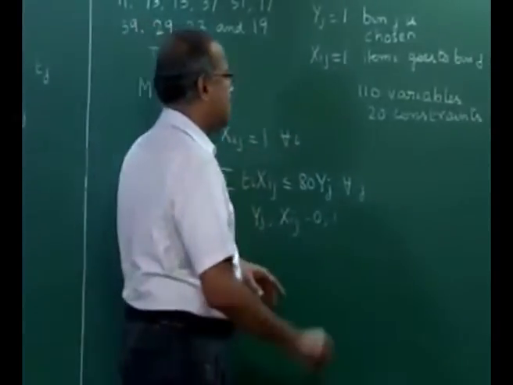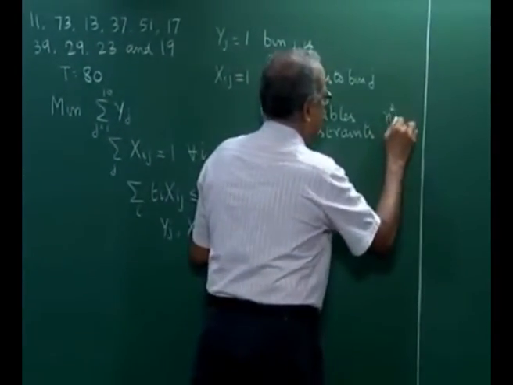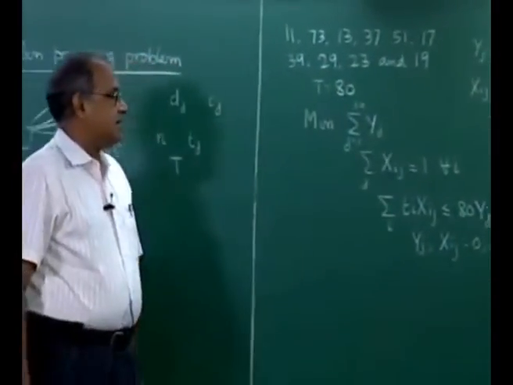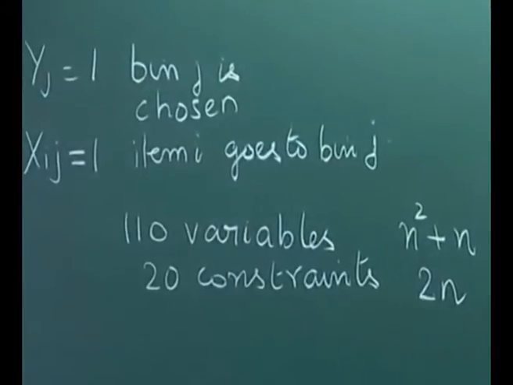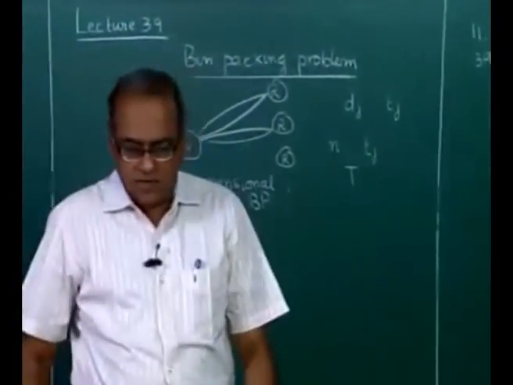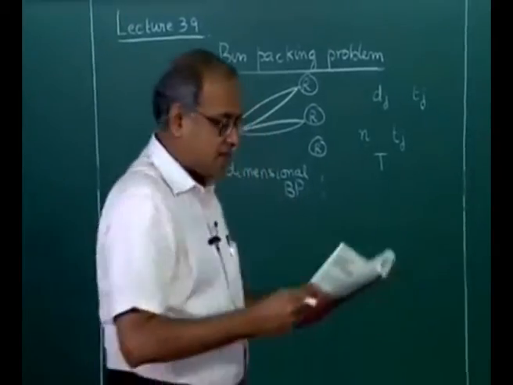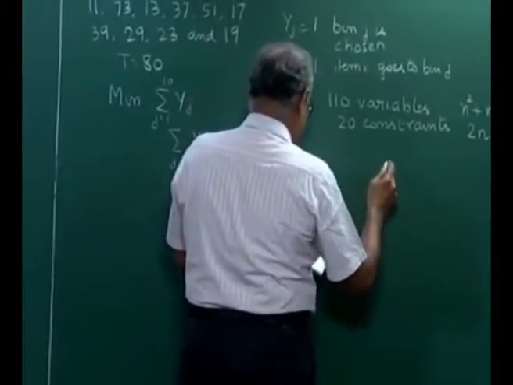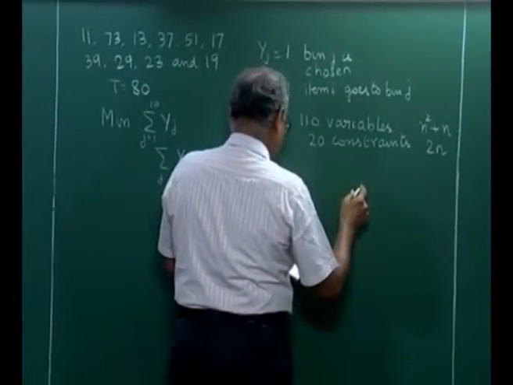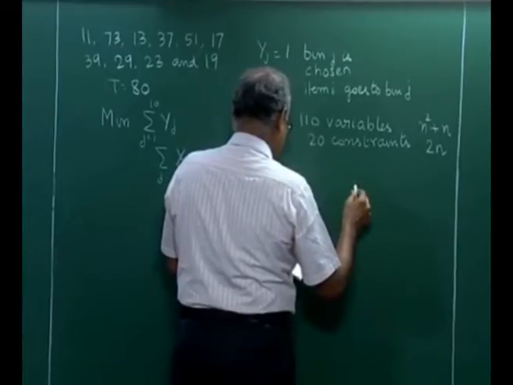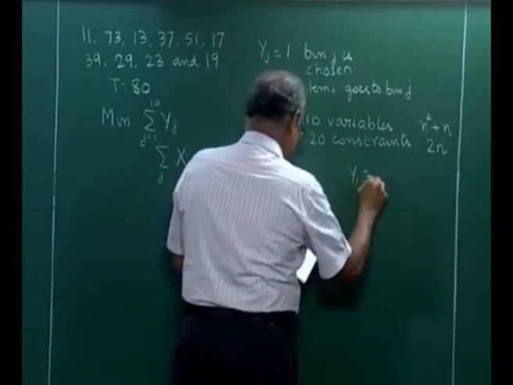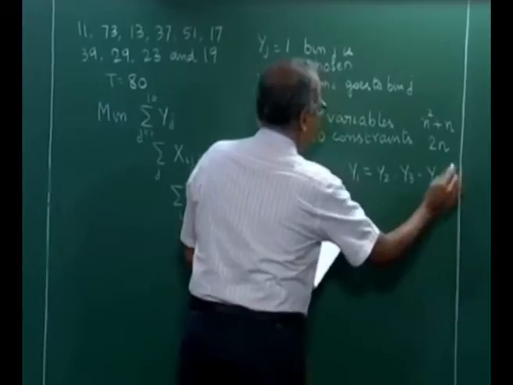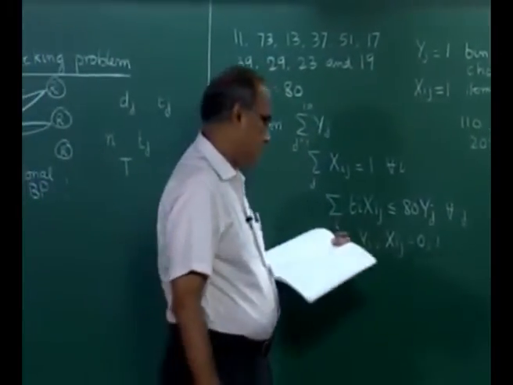In general, if there are n items, we would have n square plus n variables and 2n constraints. Now we can solve this optimally, and when we solve this optimally, we would get a solution which would be like this: y1 equal to y2 equal to y3 equal to y4 equal to 1, which means 4 bins are chosen.